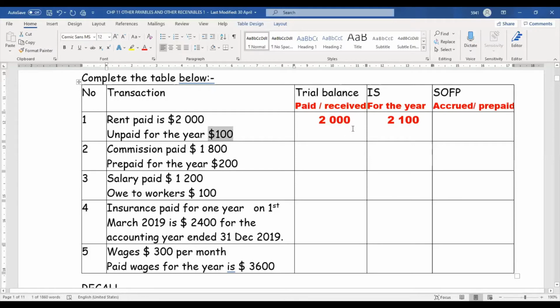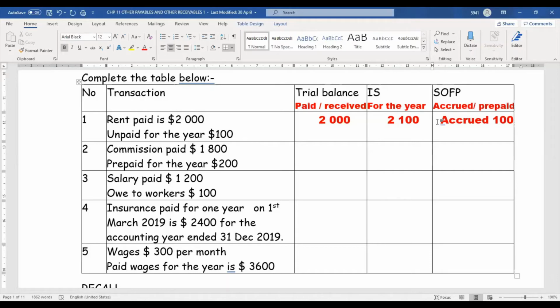So in this story here, we have accrued expenses. Accrued expenses is 100. So in a statement of financial position, we will write accrued rent, accrued expenses or accrued rental, which is 100. But now I need to know whether this accrued expense is an asset or a liability.